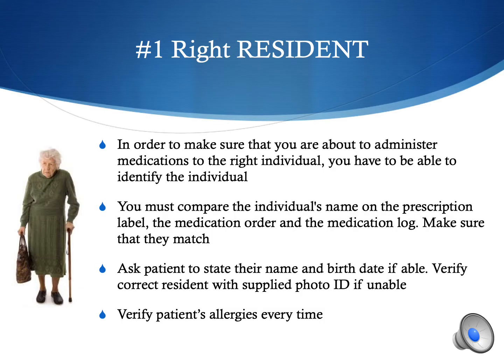The first right is the right resident. In order to make sure you're going to give the medication to the right individual, you have to be able to identify that individual. Compare the individual's name on the prescription label, the medication order, and the medication log. Make sure they match. Ask the patient to state their name and birthday if they're able to, but verify the correct resident with the supplied photo ID if they are unable to do so. Verify patient's allergies every time on the MAR before you give that medication.